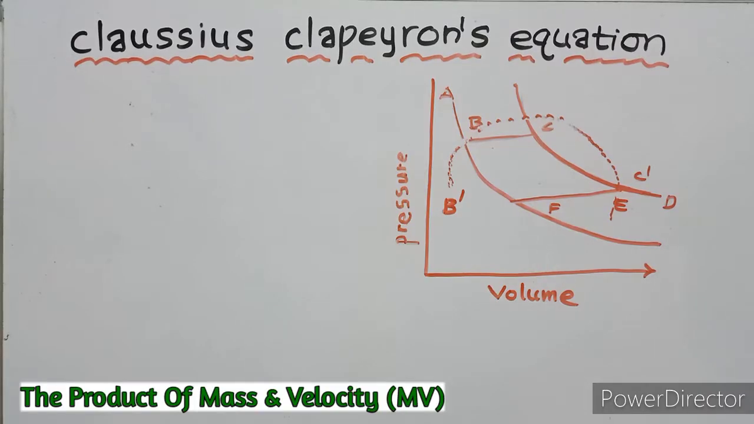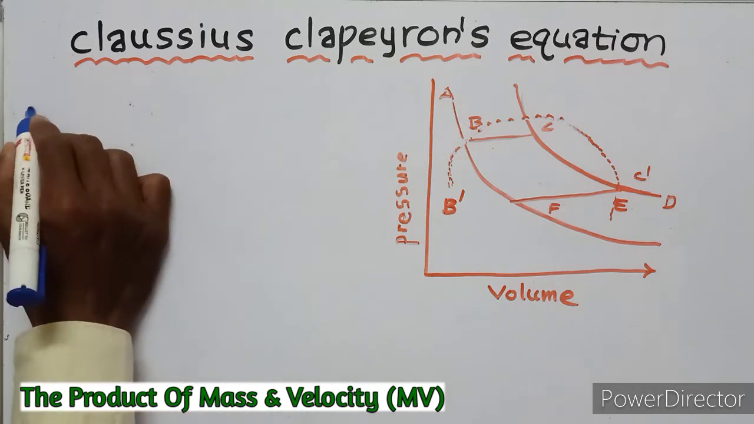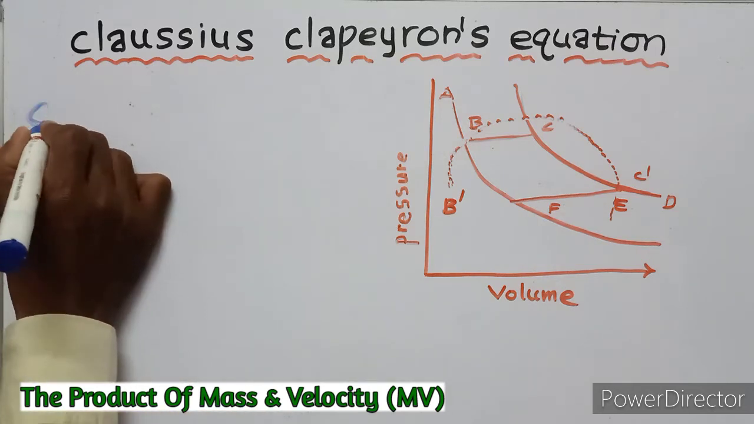Now we are going to discuss the Clausius-Clapeyron equation. In the Clausius-Clapeyron equation, the stage is liquid converted into vapor. So some stages are observed here. First of all, we have to derive the Clausius-Clapeyron equation with the help of the efficiency of a Carnot engine.